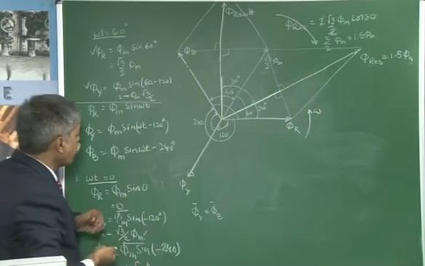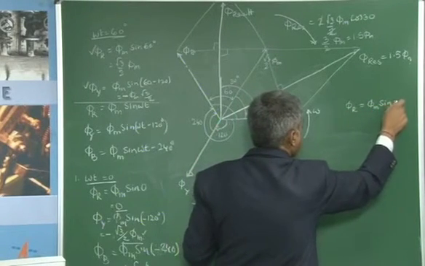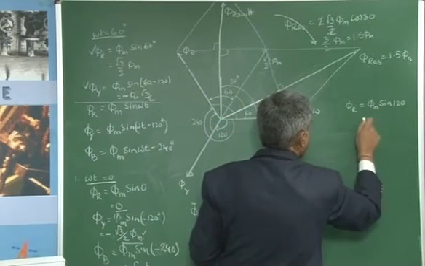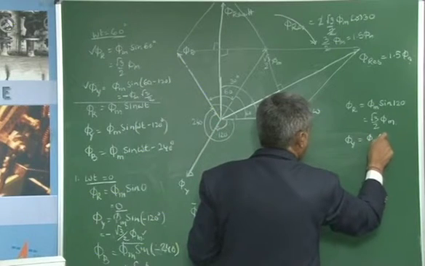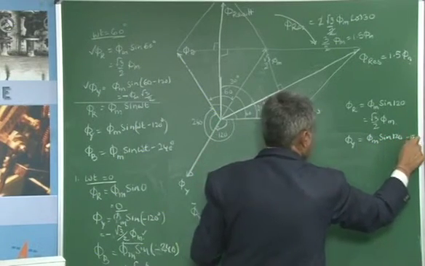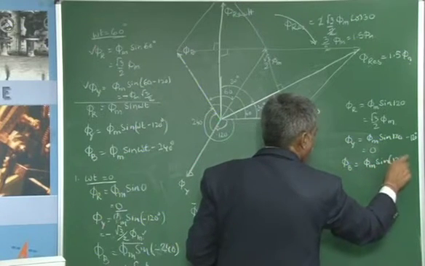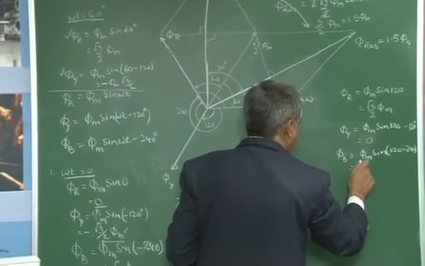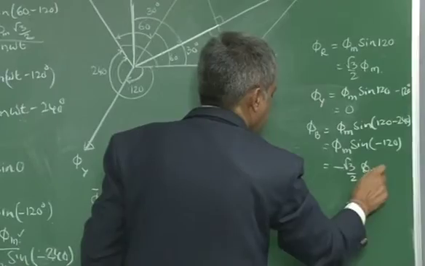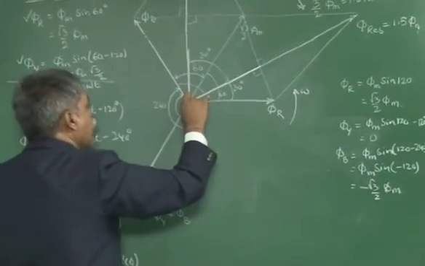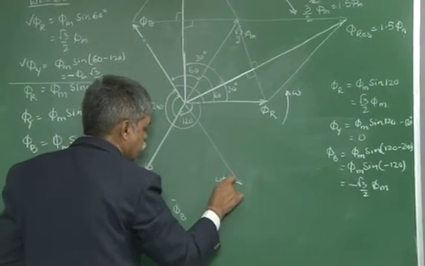When omega t is equal to 120, phi r will be phi m sin 120. This is again root 3 upon 2 phi m. Phi y will be phi m sin of 120 minus 120, which becomes 0. Phi b will be phi m sin of 120 minus 240, which is phi m sin of minus 120. This comes to be minus root 3 by 2 phi m. Because it is negative, I should write phi b in the reverse direction like this. This is our phi b when omega t is equal to 120 degrees.